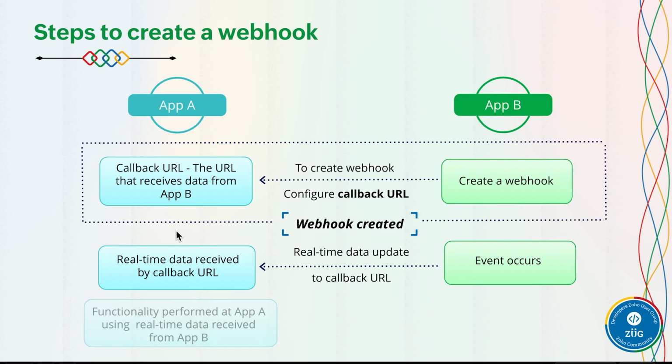From the URL, application A receives the incoming data and performs any necessary actions or processing based on the data that is received in the callback URL. So this is the general process of setting up a webhook between two applications.